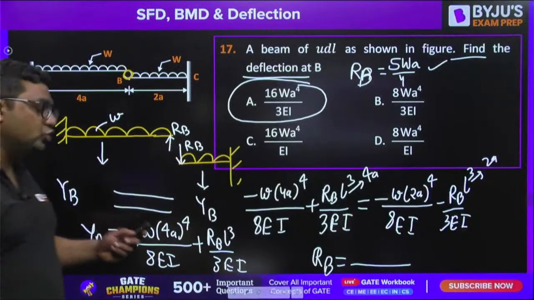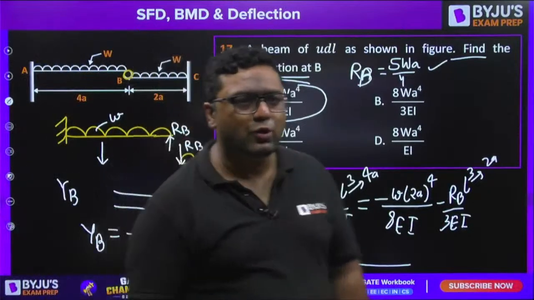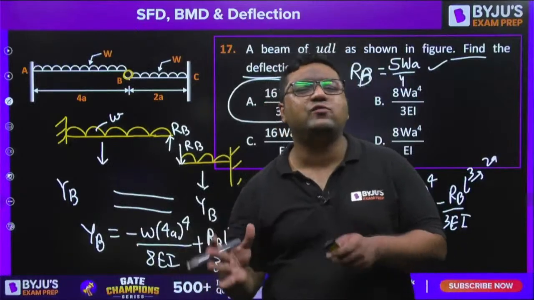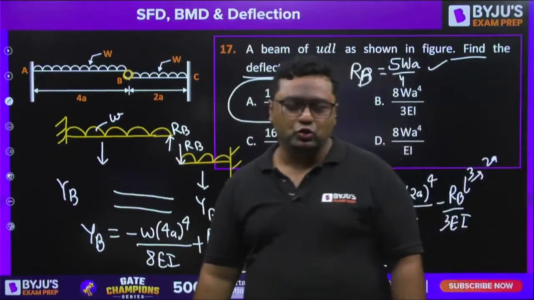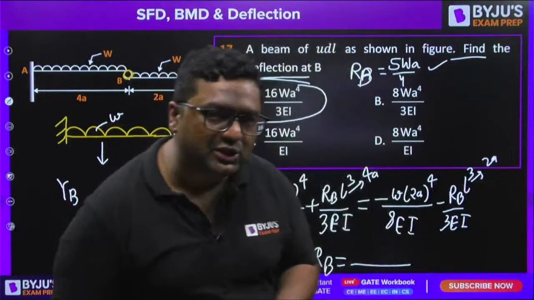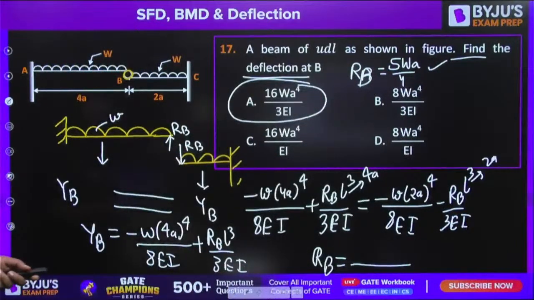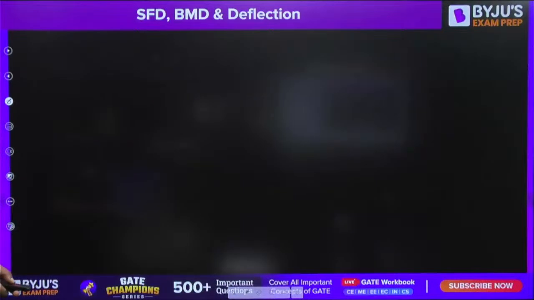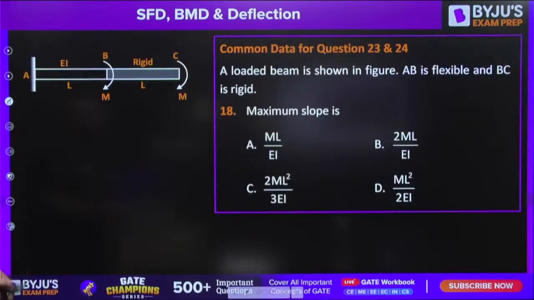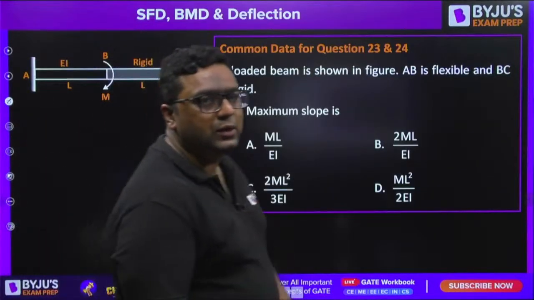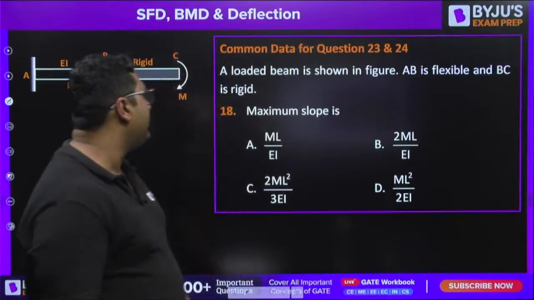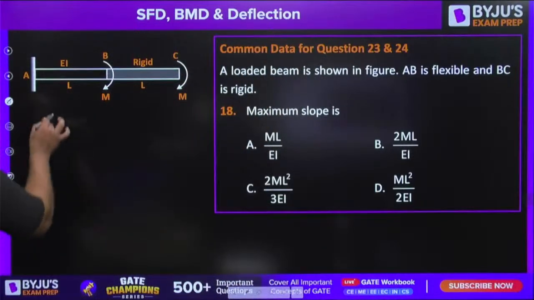Please tell me, guys, two more questions. Two more questions now, where one part of the beam is rigid. Two more questions, then we are completing the session in the next 5 to 7 minutes. Question number 18. You need to answer about the maximum slope. So this is the case.